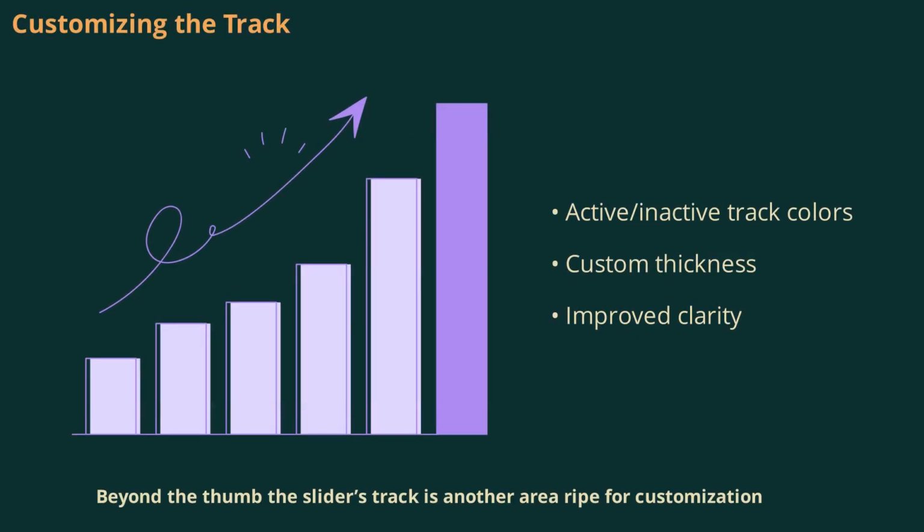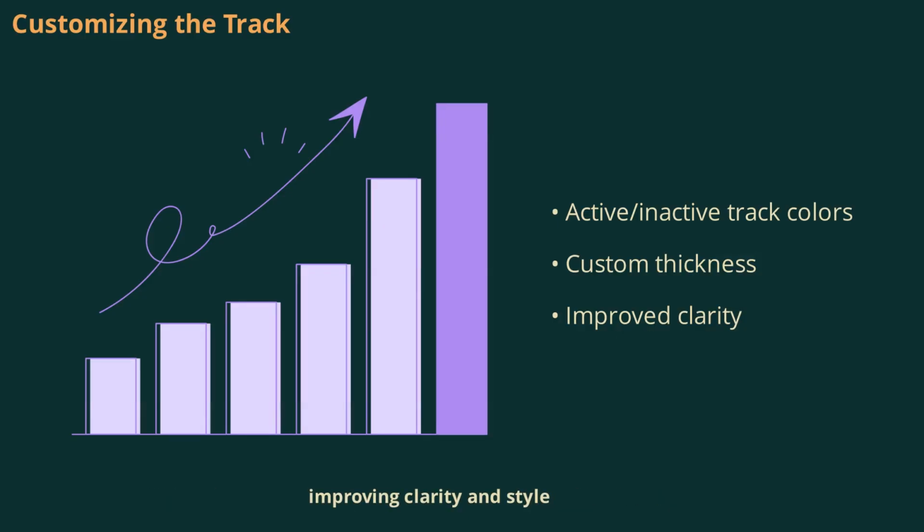Beyond the thumb, the slider's track is another area ripe for customization. The track is the line the thumb slides along, and you can modify its color, thickness, and even its shape. In Compose, you can use composables to create unique visuals for both the active and inactive parts of the track. For instance, you might use a thick yellow line for the active section and a thin white line for the inactive part. This helps users see exactly how much of the slider is selected, improving clarity and style.